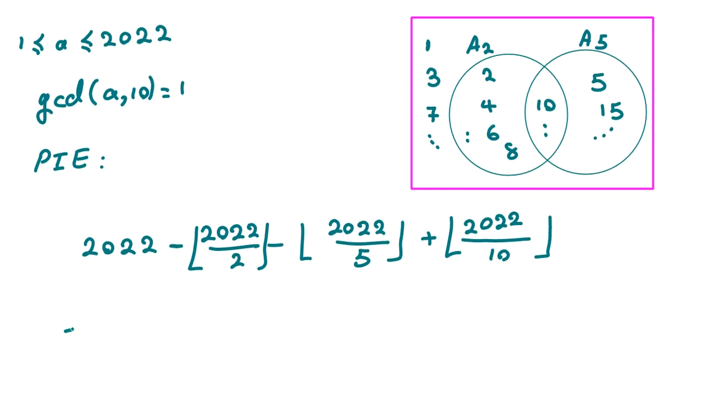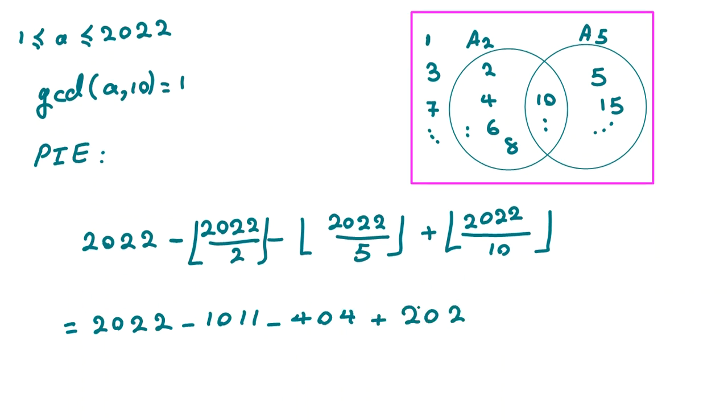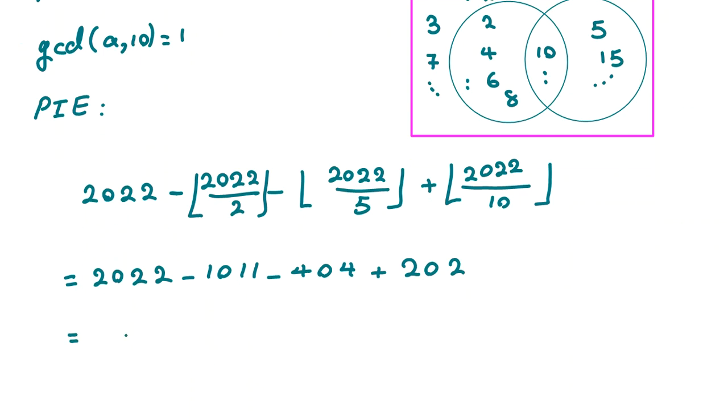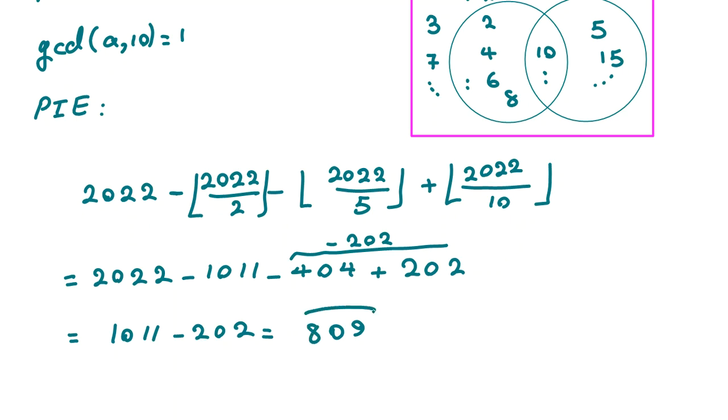Now let's calculate. It will be 2022 minus 1011 minus 404 plus 202. If we add and subtract these numbers, it will be 1011, minus 202. 11 minus 2 is 9, and it will be 0, 0 minus 0 is 0, and 2 minus 10 is 8. So the answer is 809 numbers are good.